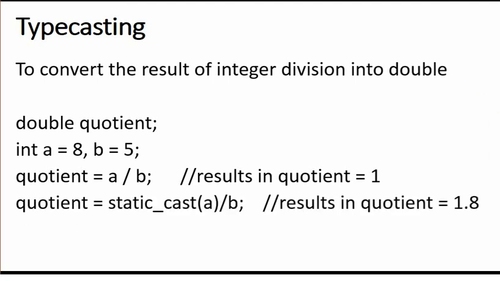But if we static cast a, you could also static cast b, even though it's harder to read. That's going to turn 8 into 8.0. And by one of them being a double, it's going to give us a double result. So instead of returning 1 and storing in quotient, quotient is going to now store the value 1.6.